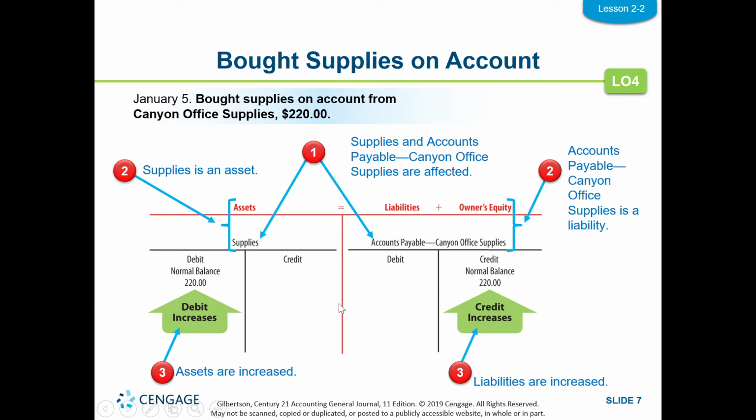Okay, so then the fourth question, how am I going to record this? Well, I record an increase to supplies with a debit of $220 on the debit side, and I record an increase to accounts payable on the credit side, $220.